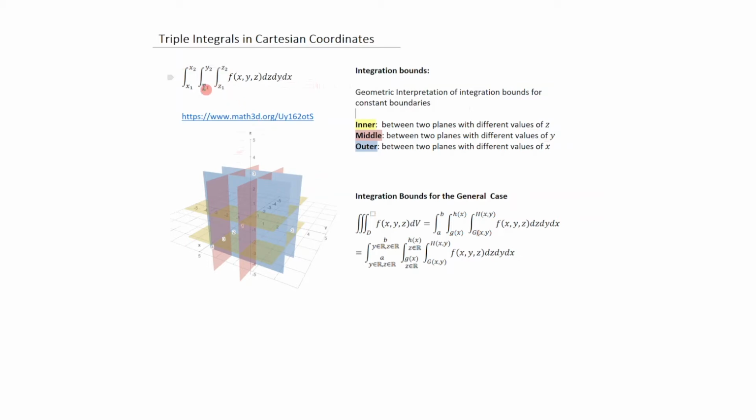The y represents the two held constant values of y. Here's one value, here's another. This is the upper bound, this is the lower bound, and x and z can take on any value. And finally, the outer integral between x1 and x2 corresponds to holding x at a lower value and an upper value. So this is the upper bound, this would be the lower bound, and these would be two planes which are parallel to the zy plane.